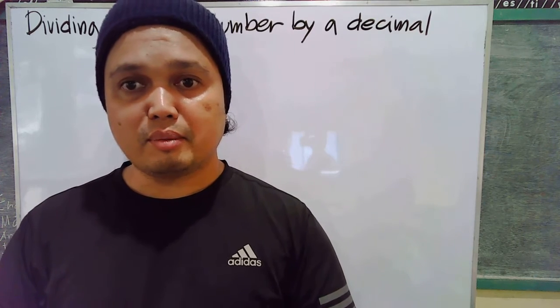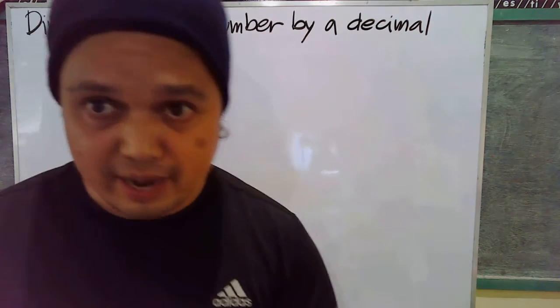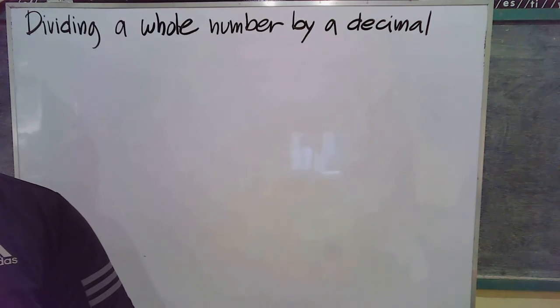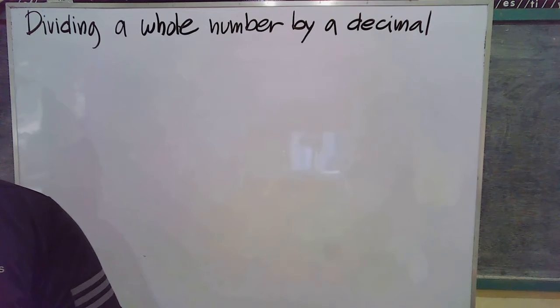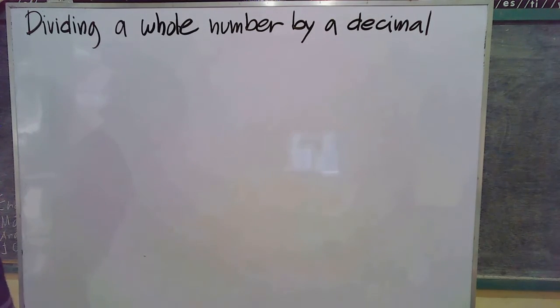Okay, welcome back, Ben, to your next lesson. And this time we're going to divide a whole number by a decimal number. In our previous lesson, in dividing decimals, we divided a decimal number by a whole number. So this time we're going to do the opposite. We're going to divide a whole number by a decimal number.